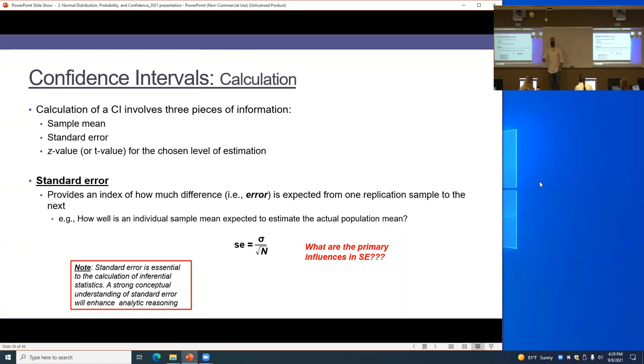If that denominator value is smaller, what happens to my test statistic?